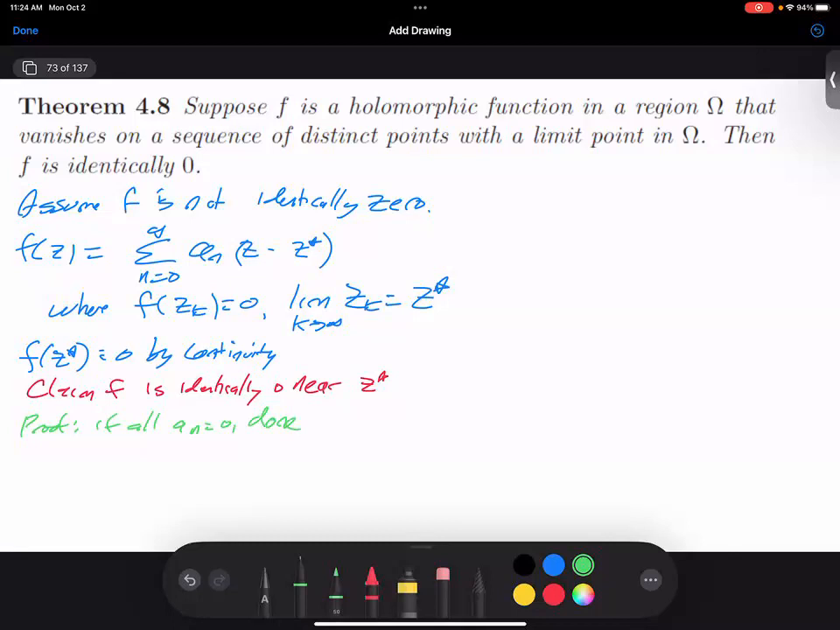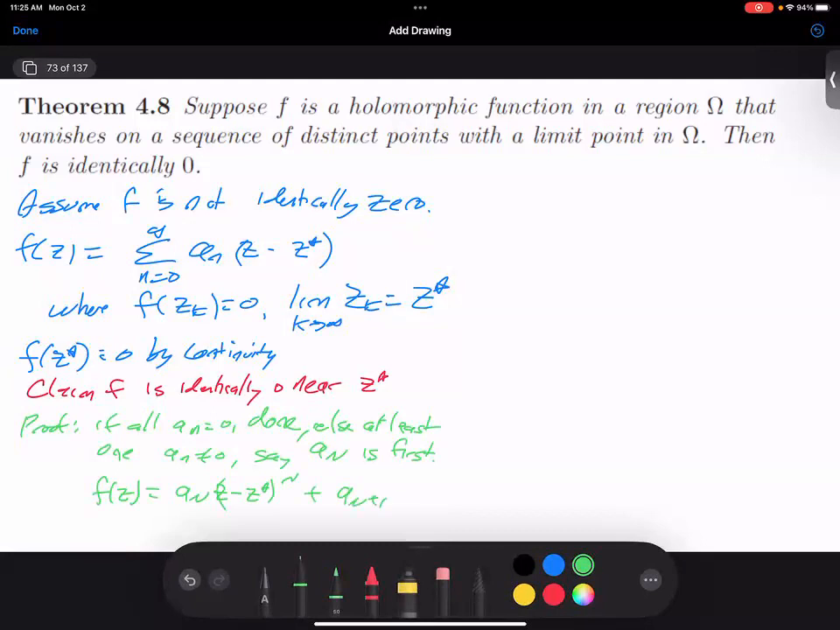So what's the only case left? If we don't have the case when every an is zero, what must happen? At least one is nonzero. So else, at least one an does not equal zero. Say a sub n is the first. So if there's at least one index that's not zero, there has to be something that's the first index that's not zero. So then we can write f of z as an times z minus z star to the n plus an plus 1 times z minus z star to the n plus 1 plus dot, dot, dot.